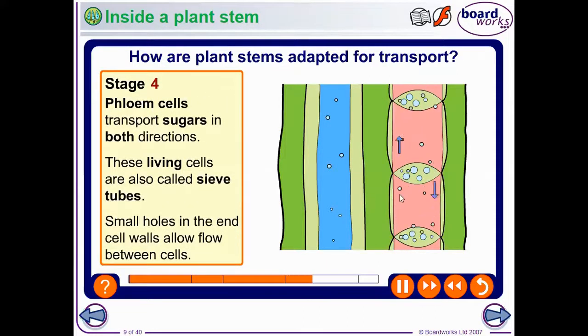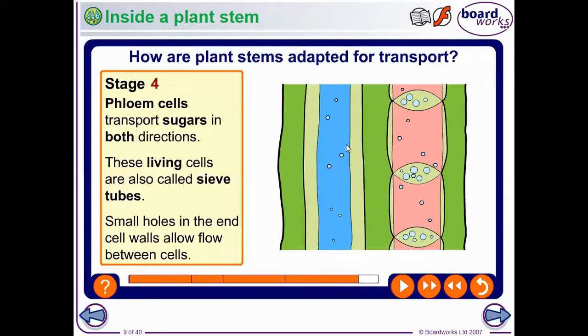When we look at our phloem cells, we see that the flow is in two directions, so it's a bidirectional flow. And we have the transport of sugar going in both directions, up and down. These cells, however, unlike the xylem cells, are actually living cells. And they're also called sieve tubes. That is because where one cell ends and another cell begins, there are holes in the cell wall that allow for easy flow in between all of these cells.